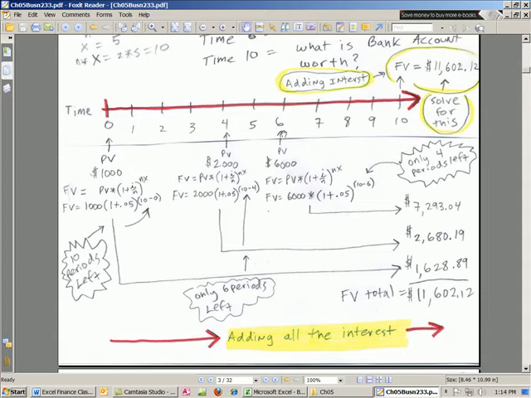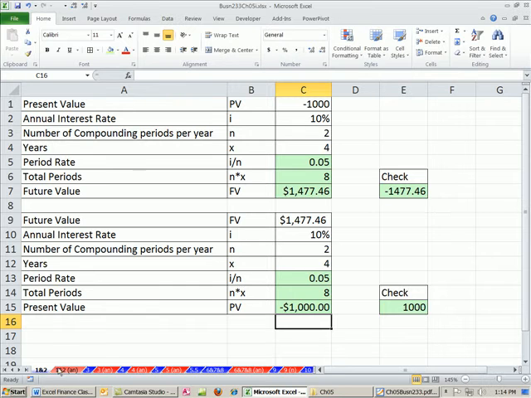Similarly, time 6, we plop it into our account, do our calculations. 10 minus 6, that means 4 periods left. We get our future value amount. We add them all together, and boom. Now remember, multiple cash flows, we're adding. So let's go over to Excel. Go to our next example.